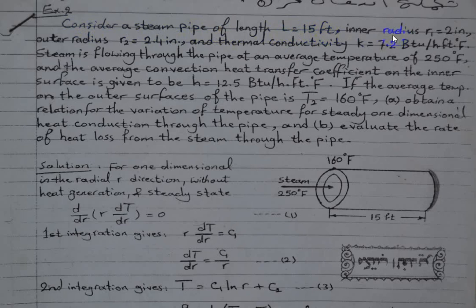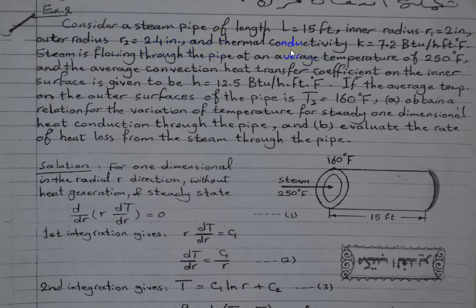Inner radius R equals 2 inch. The units are measured here in the British system, inches and feet. Outer radius R equals 2.4 inch.